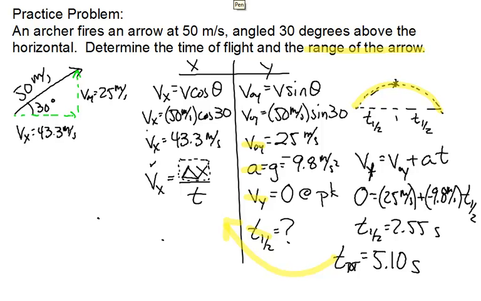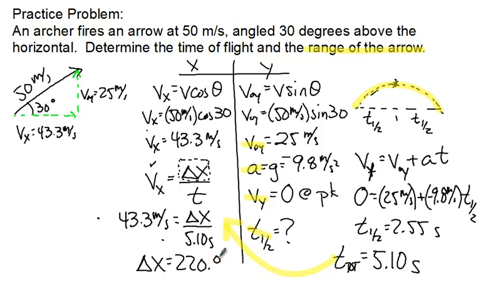We know that Vx is going to be 43.3 meters per second. So I'm just going to use the equation that I just wrote above. So that Vx equals delta x over the time, which was 5.10 seconds. I'm going to multiply both sides by 5.1. And 43.3 times 5.1 is 220.8 meters. So the arrow is going to fly 220.8 meters in the air. All right, so if you want to label that on a diagram, on our parabola, this distance right here is the 220.8 meters. Okay, our delta x is the range it takes to fly through.